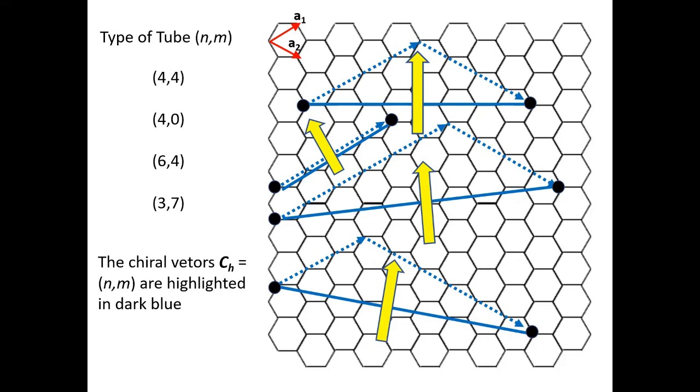For a (4,0) tube, I just go 1, 2, 3, 4, and then 0 this way. It's going to be a zigzag tube, right? I do a (6,4) tube, that's this one. 1, 2, 3, 4, 5, 6, and then 1, 2, 3, 4. And if I do a (3,7) tube, 1, 2, 3, and then 1, 2, 3, 4, 5, 6, 7. That's all there is to it. So that's just basic, very similar vector additions. Now, what can we do with that?